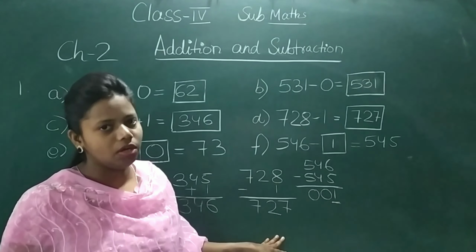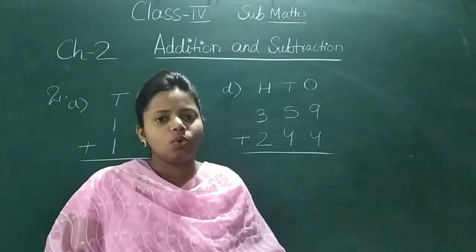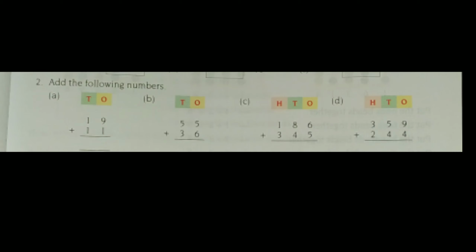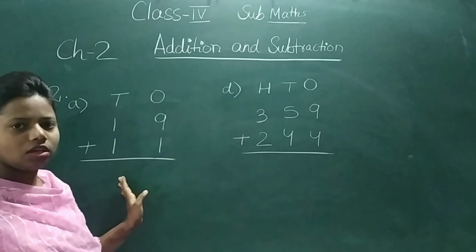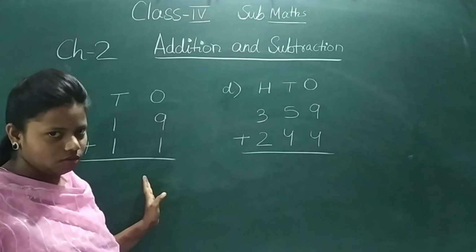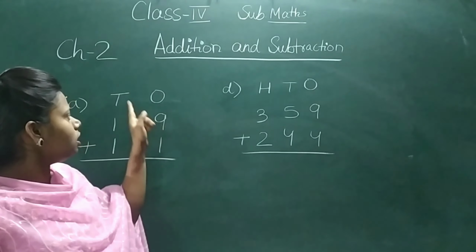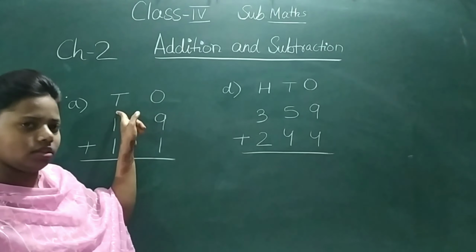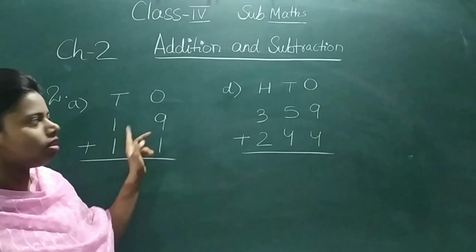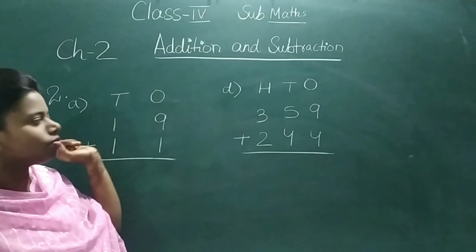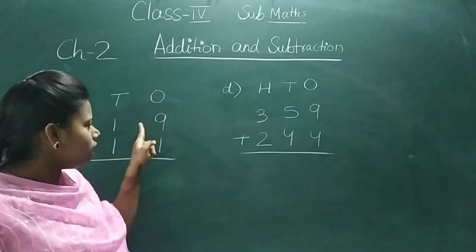Now let's see question number 2. What is question number 2? Question number 2 is: add the following numbers. In this question, we are going to do addition. Okay. Now let's see how to do addition. This one is ones, tens. Here two places are given, ones and tens. Now let's add 9 plus 1.